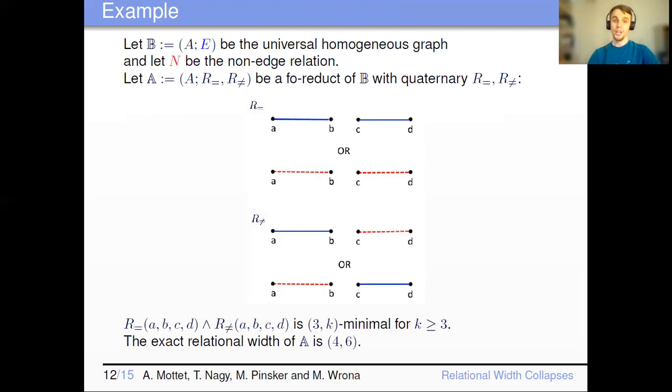And I should also mention that this example was first discovered by Michał, and it really fits well to our purposes, to show that the bound for the reducts of the universal homogeneous graph is really tight.